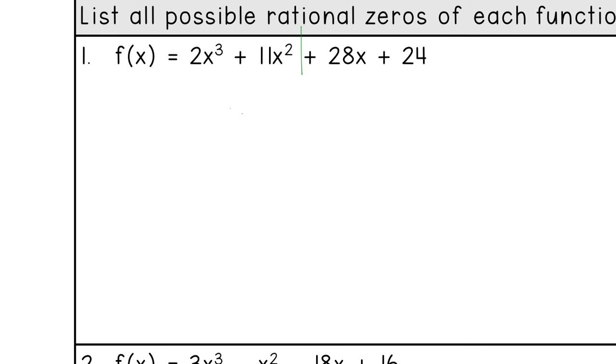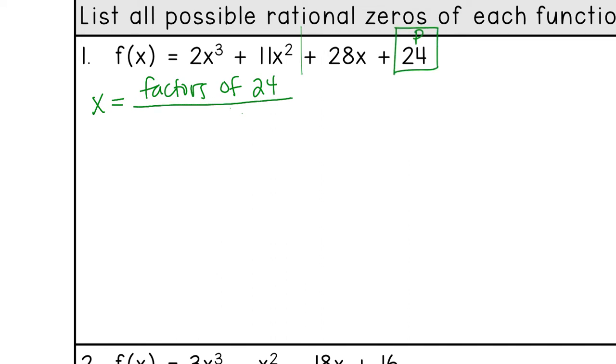Okay, so x equals all the factors of 24. So that's what we call P, divided by factors of 2, because that's the leading coefficient, that would be Q. So factors of 24.